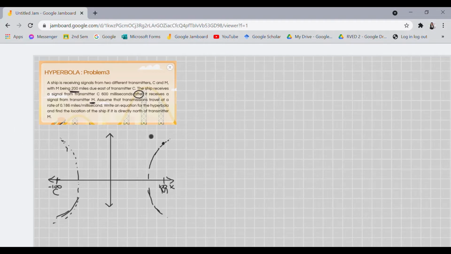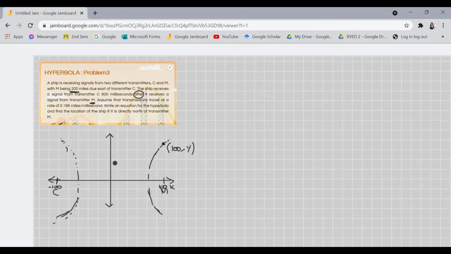So, going back to the problem, C and M are 200 miles apart. M is due east of C. And then, mauuna ma-receive yung signal from M. So, mas malapit siya dun sa side ng M. And the ship is directly north of M. So, nandun siya sa taas, katapat siya. So, technically, kapag nilagyan natin ito ng coordinate, meron na tayong value for X. Kasi katapat na yung X natin na 100. So, meron na tayong 100. But, we are uncertain of Y. So, lagay lang muna natin Y.